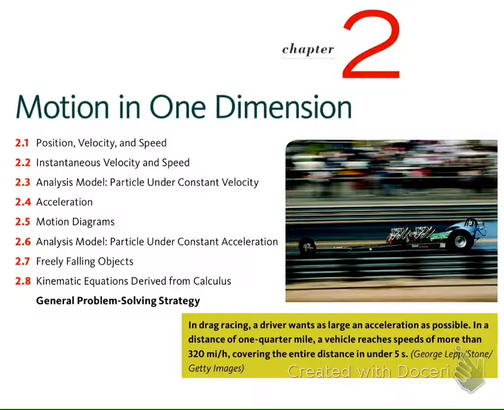In this chapter we will discuss the simplest motion of an object, which is the motion in one dimension. We will first define the quantities of motion. Those are the position, velocity, and the speed, which is the first section in this chapter.